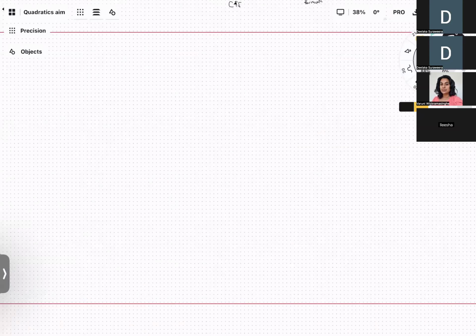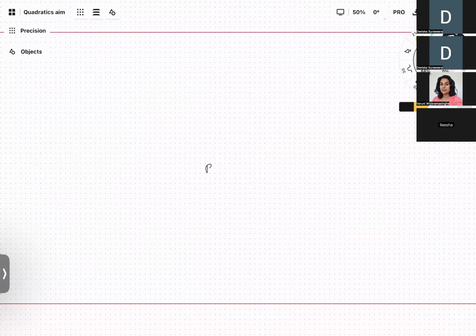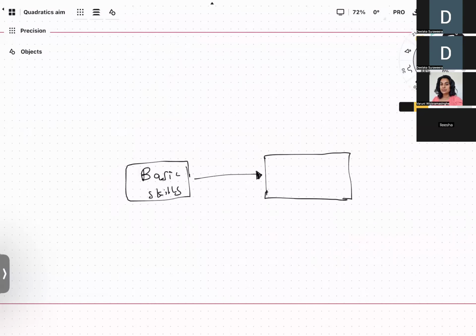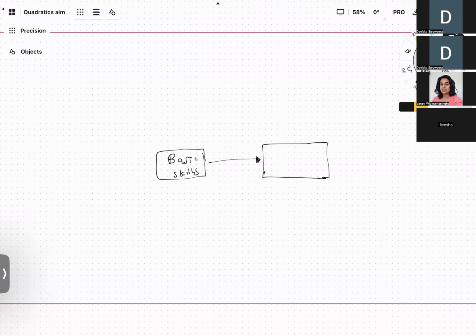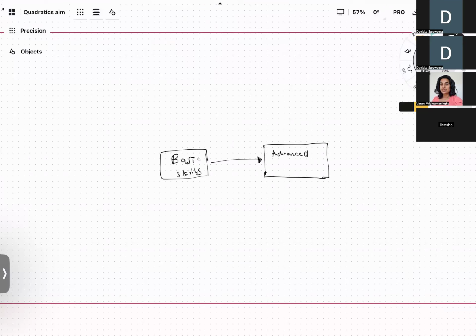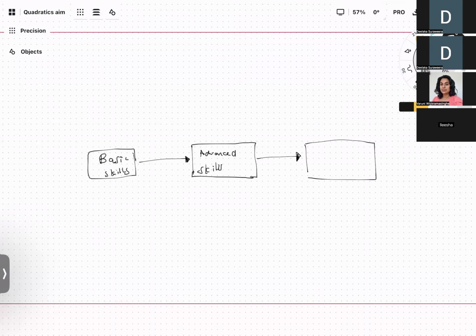We're going to start with some basic skills. And the reason I say they're basic is they're basic in the realm of quadratics. They're still not super easy. Maybe expansion's pretty easy, but the second basic skills are not even that basic. Then we'll learn more advanced skills. And then we'll finally get to problems, like real applications.